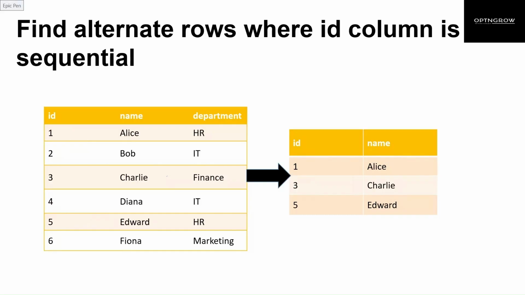In this video, we are diving into a question that actually has two variations. Let's start with the first one, which is an easy one. What we have to do is find the alternate rows where the ID column is sequential.